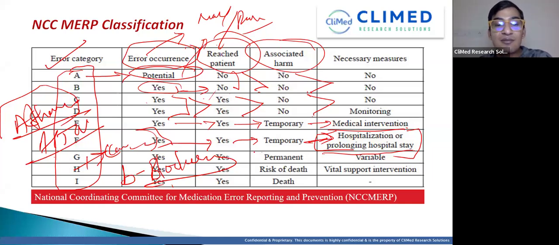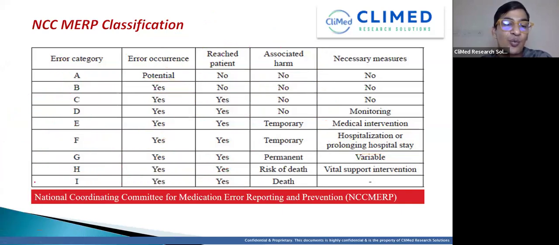Then there are some very, very intense errors which cause severe harm, like errors from G to I. Okay, GHI category errors are very, very intense. So there is permanent harm. In G, permanent harm means maybe gangrene or amputation, or maybe something else. Okay, and H is causing the risk of death.